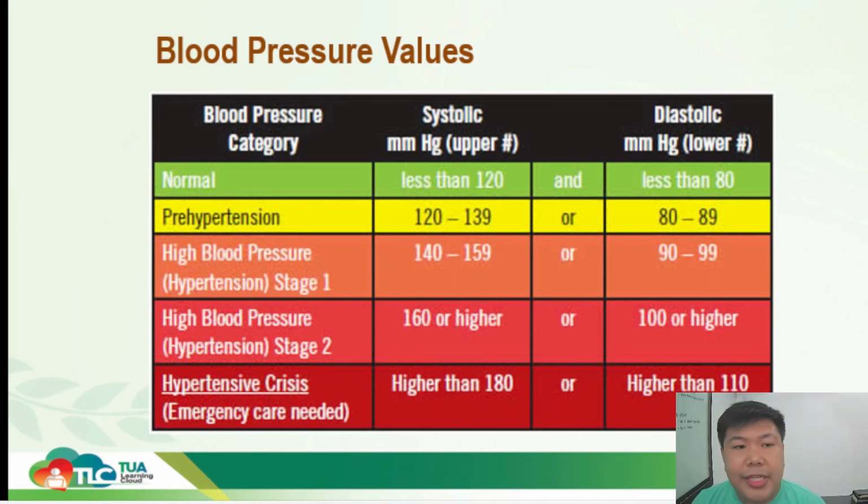As you can see on your screens, these are the normal blood pressure values. I'm sure that your lolo or lola may have asked you before if their BP is normal, and now this is your basis. So any blood pressure reading below 120 over 80 is normal. If the systolic is above 140, then the patient is already high blood or hypertensive. And if the diastolic is above 90, the patient is already hypertensive. Okay?